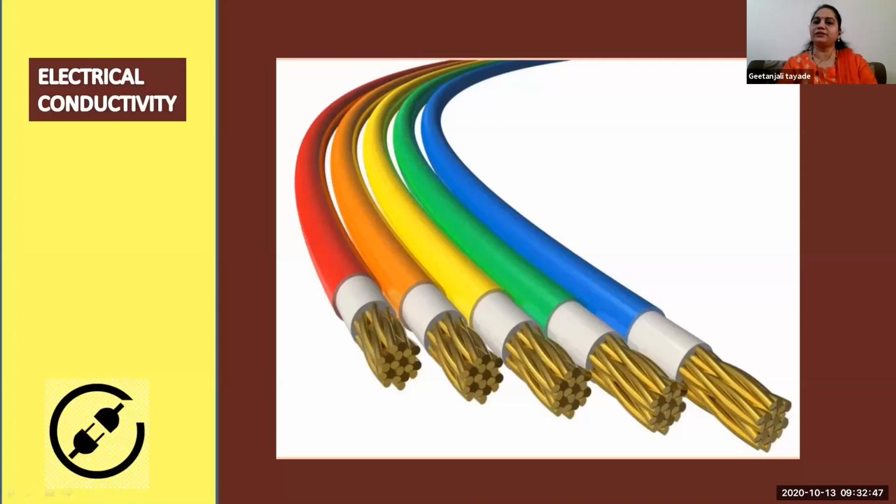And one more example is, have you seen this wire? Are you able to see this wire? These copper wires have a coating of what? They are covered with rubber or plastic material. So those are also bad conductors. Rubber and plastic are bad conductors. So electrical wires are coated with a plastic covering.